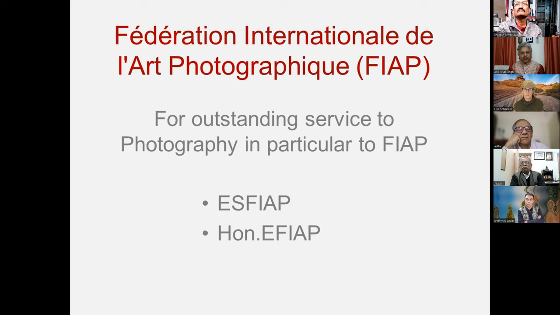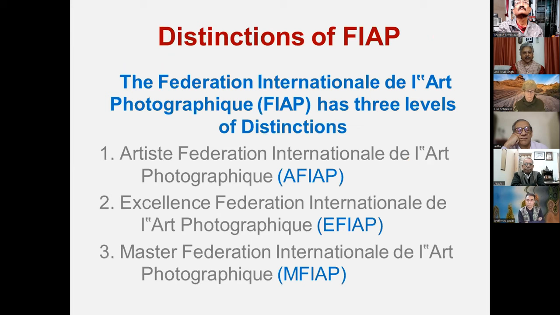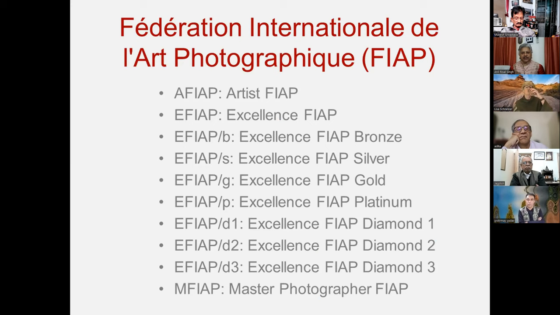For outstanding services, as I said, there are two types of distinctions for services to photography, in particular to FIAP. Two distinctions are there: ESFIAP and then honorary EFIAP. These used to be given for services to photography. Then the other distinctions which one has to apply for: Artist FIAP, that is AFIAP, Excellence FIAP, that is EFIAP, and then finally Master FIAP, MFIAP. MFIAP is the highest earned distinction from FIAP. And then the other classification, you can read it out. I am not going into it because it will take much of your time.